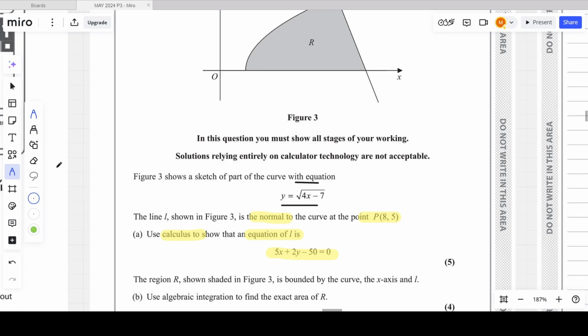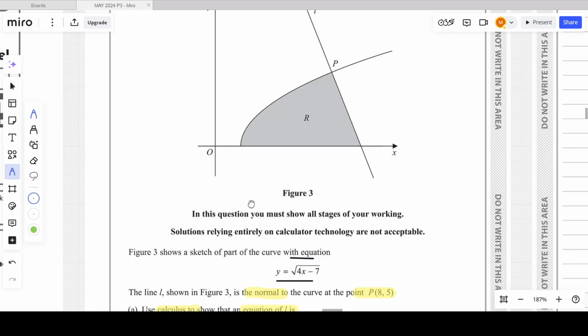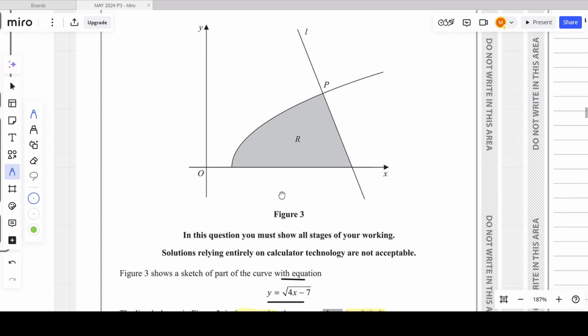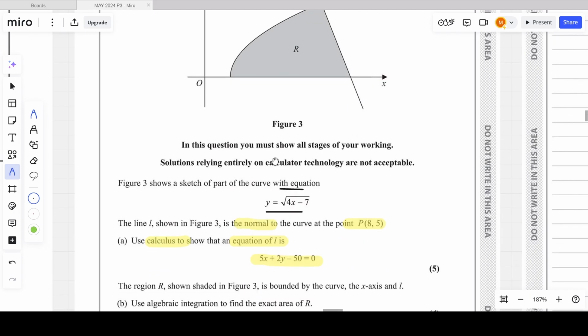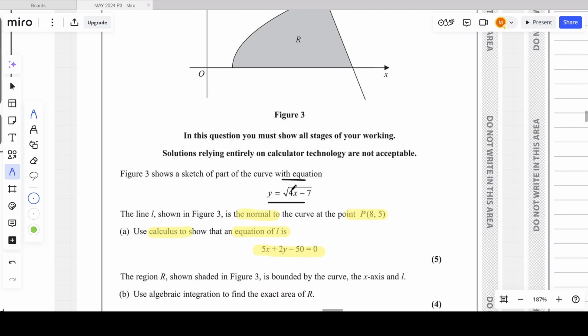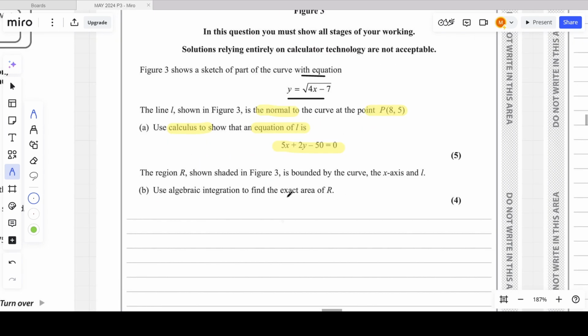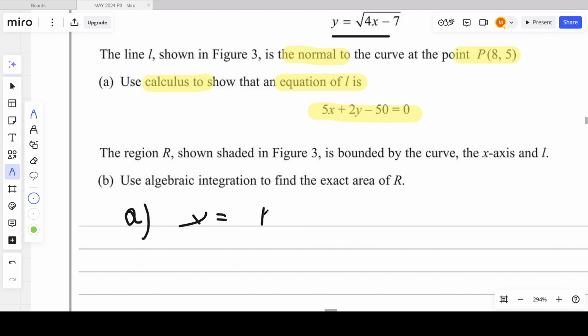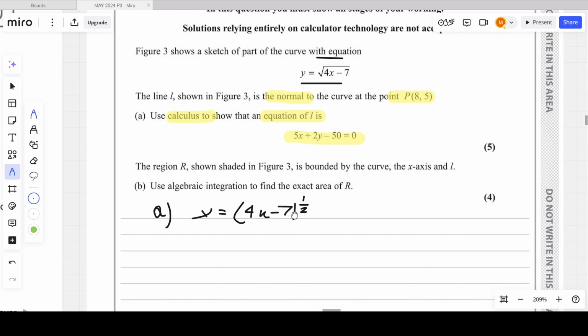So we have to find the equation of line L. Since line L is the normal to the curve at point P, let us first find the gradient of the curve at point P. For that we need to use calculus, specifically differentiation. We will first differentiate the equation of the curve to get its gradient function, that is (4x minus 7) to the power of a half.